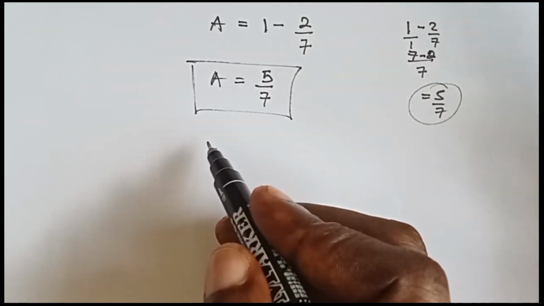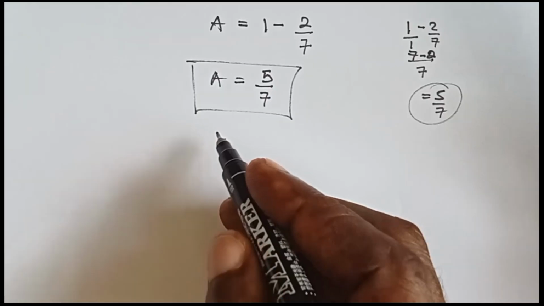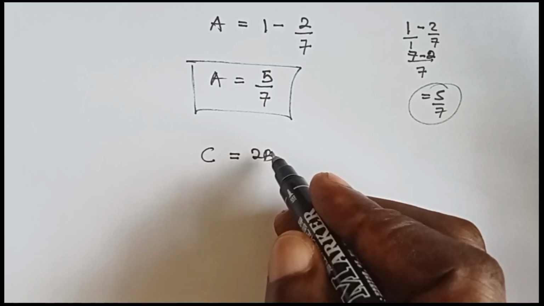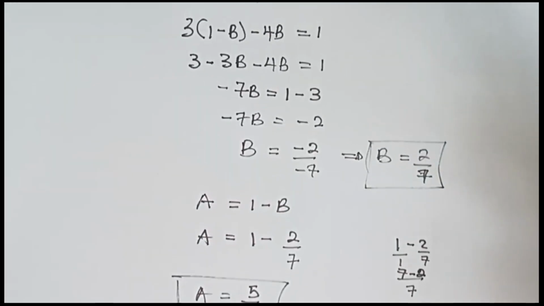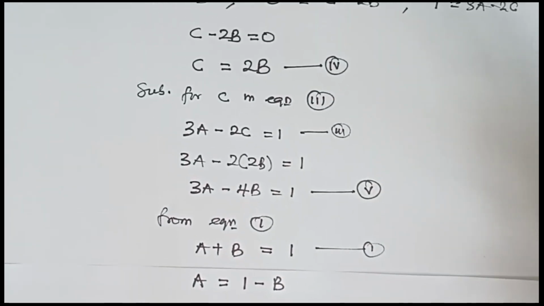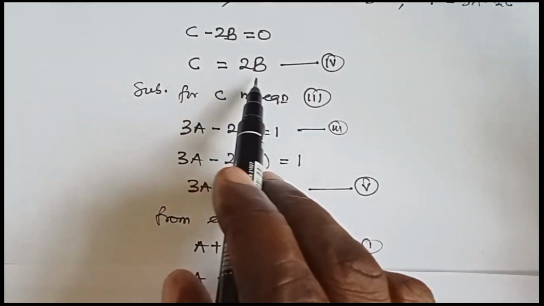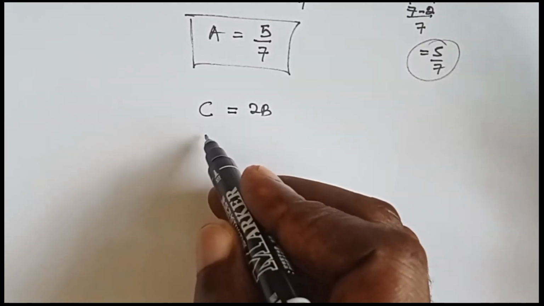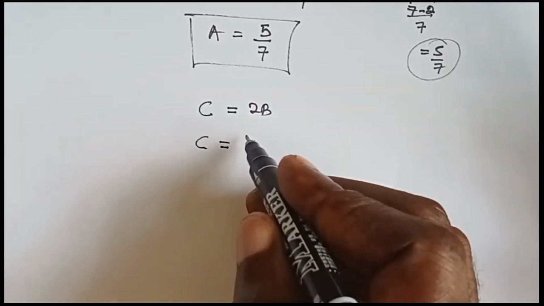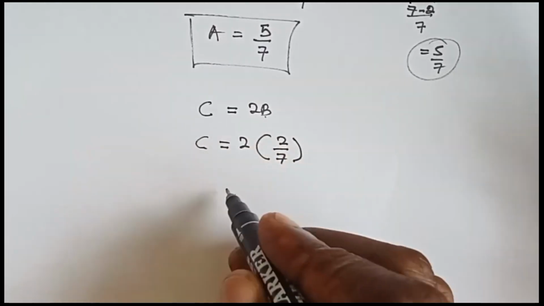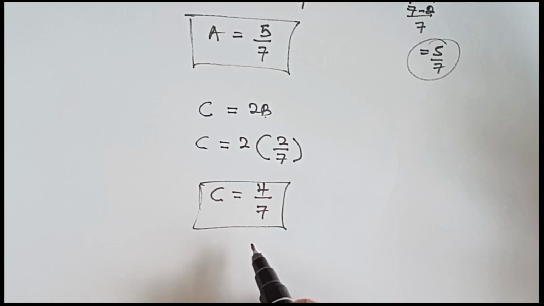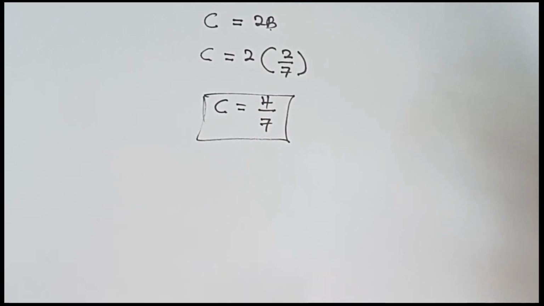Now finally, let's find c. To find c, let's use one of the equations that says that c is equal to 2b. Let me show us the equation where we have c equals 2b. That is equation 4. Okay, that is equation 4 that says c equals 2b, and that is what we can use to find our c. Now, do you know what our b is? Our b is 2 over 7. So 2 multiplied by b, 2 over 7, finally our c is 4 over 7. Okay, so we know what our a is, 5 over 7, our b is 2 over 7, and our c is 4 over 7.